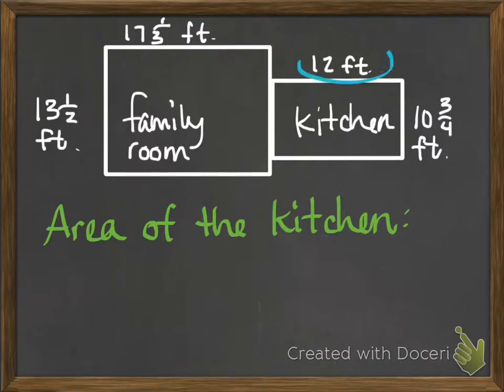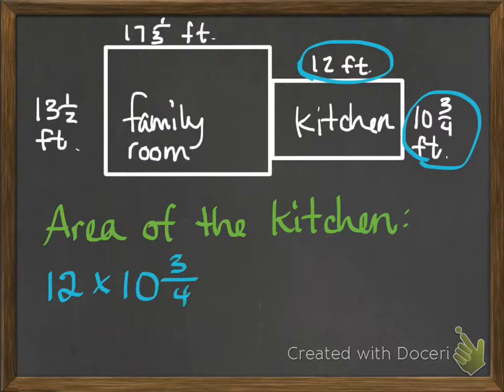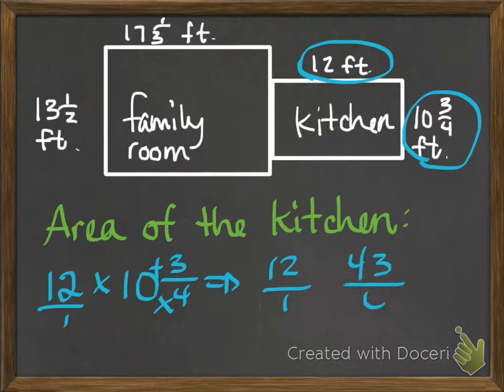So I'm multiplying the length times the width. So 12 times 10 3/4. So first I'm going to change them into fractions. The 12 is easy, just put it over 1, so I'll write that over here, 12 over 1. 10 and 3/4, so I'm going to multiply 10 times 4 to get 40, plus 3 would be 43/4. Now before I multiply, I'm going to cross simplify. So I can cross simplify here, dividing 4 by 4, and I get 1. Divide 12 by 4, and I get 3.